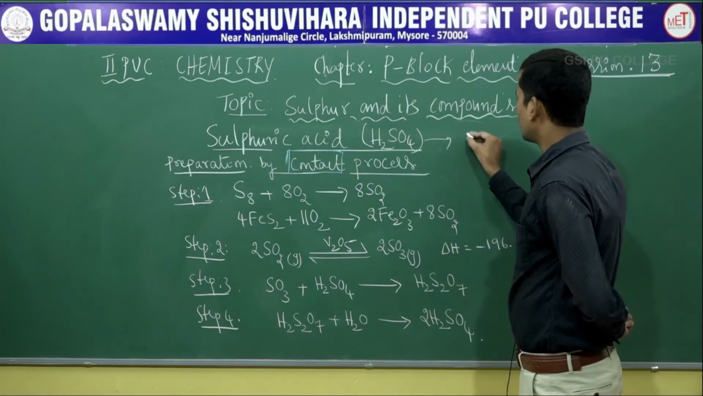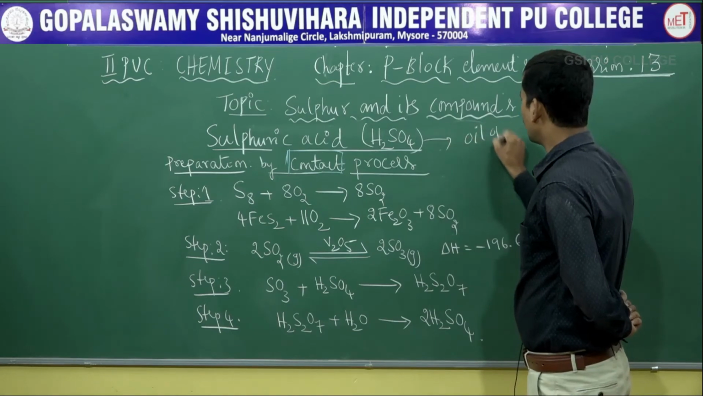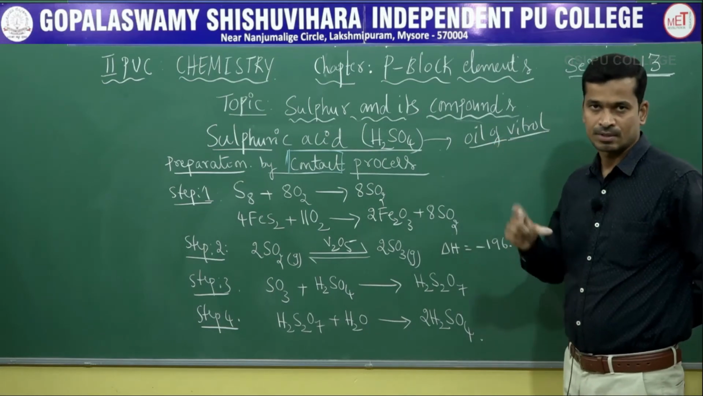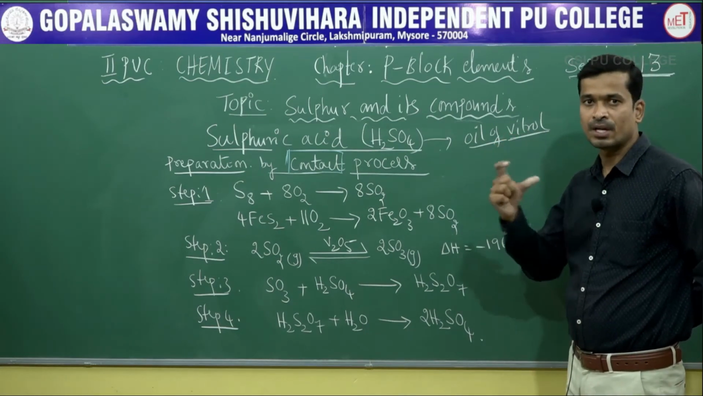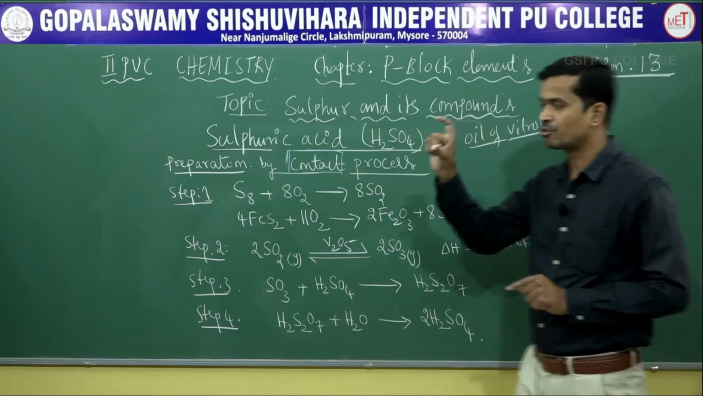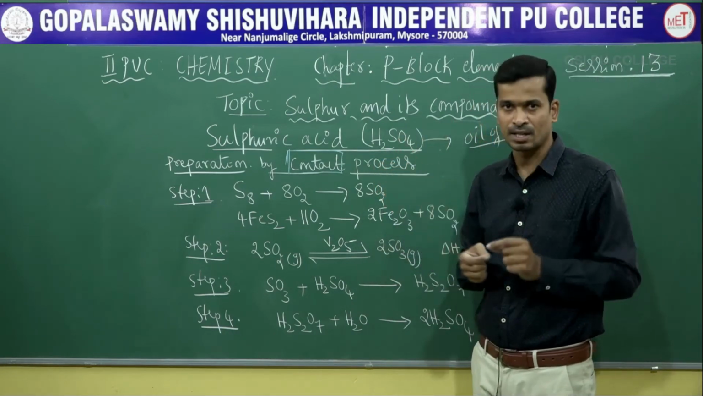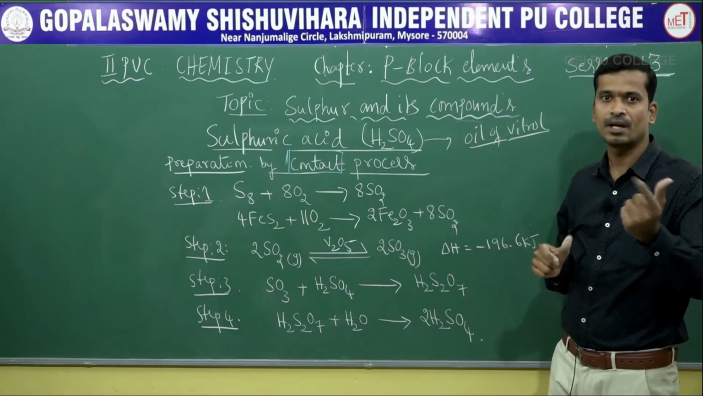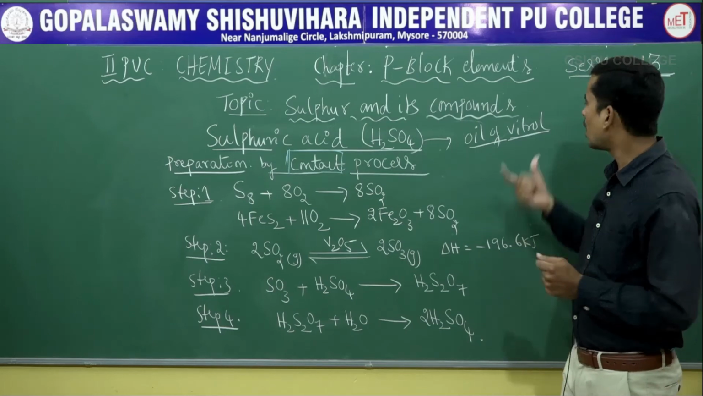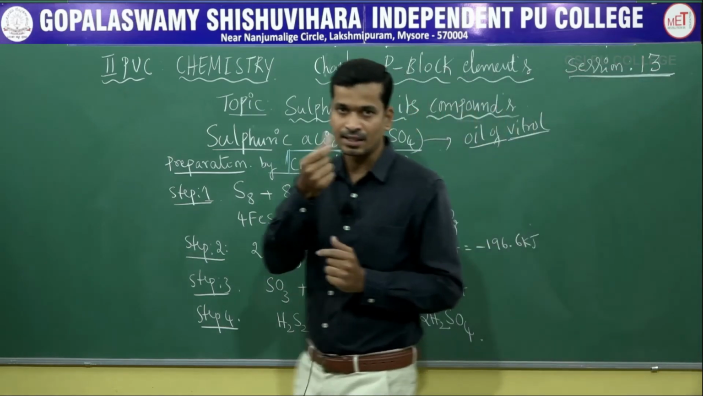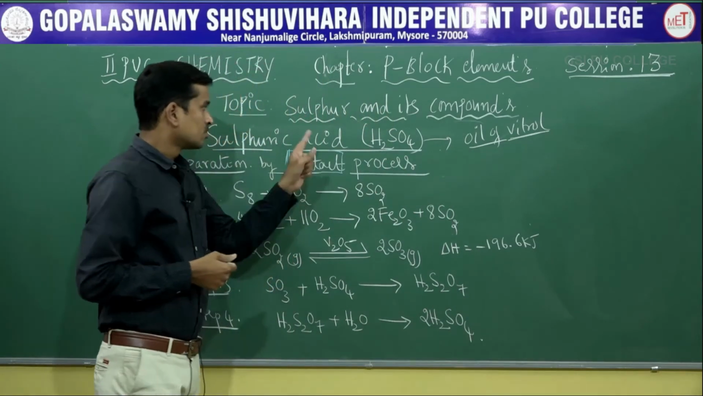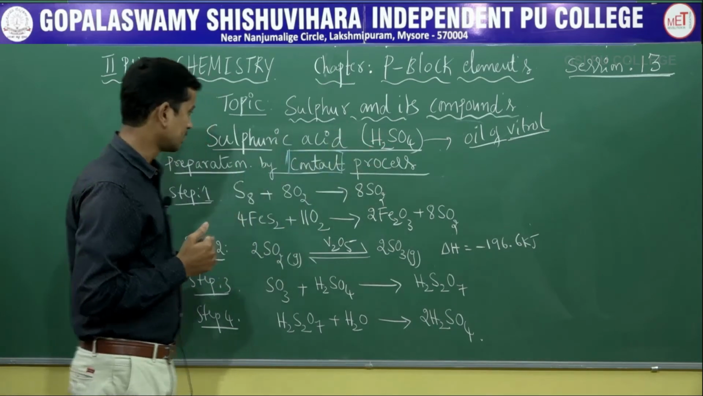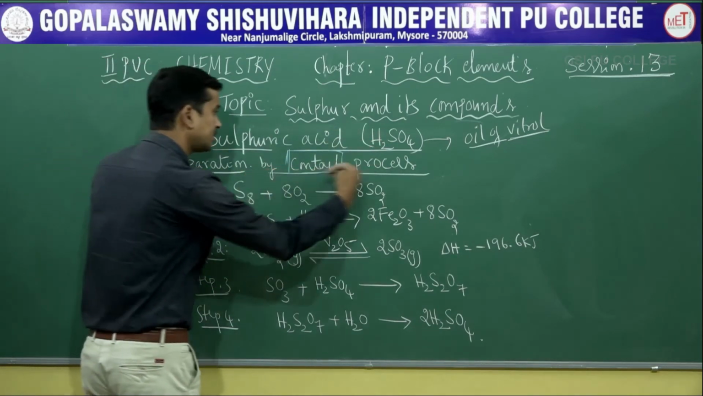Sulfuric acid is also called oil of vitriol. Oil of vitriol means a highly viscous liquid. Suppose in your chemistry lab you observe a bottle of H2SO4, carefully observe: sulfuric acid has high viscosity, a thick liquid compared to HCl and HNO3. That is why it is called oil of vitriol, a highly thick, viscous liquid. Next, it can be prepared by the contact process.